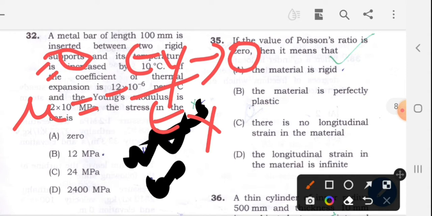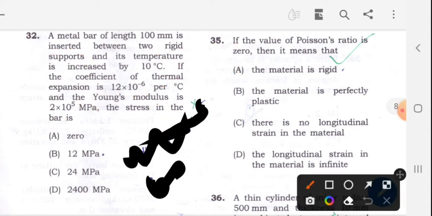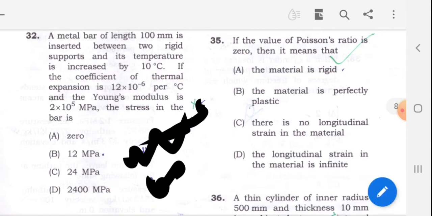So the material is a rigid material. After application of load, the material is not expanding or deforming. That means if epsilon y is 0, from here we can say the material is rigid. So for question 35, answer A, material is rigid, will be the correct answer.